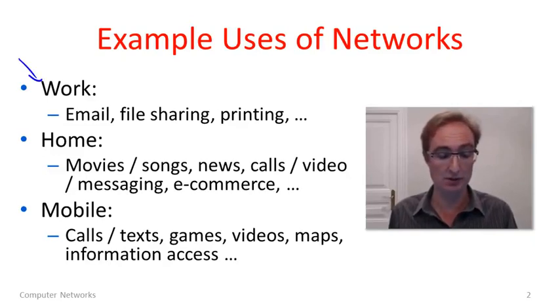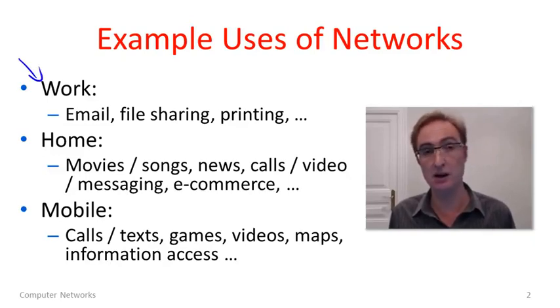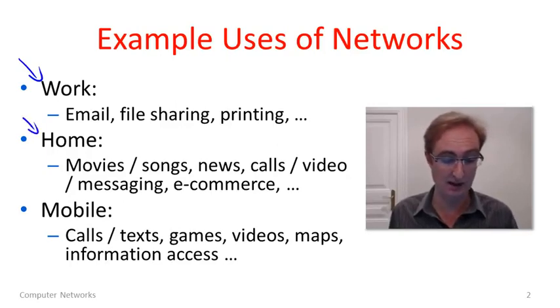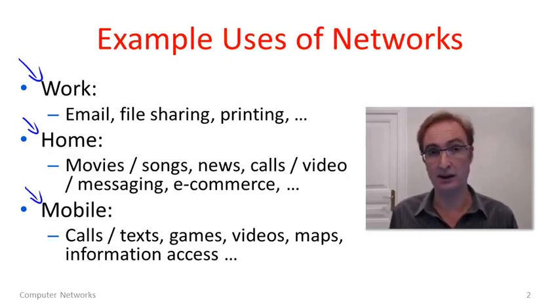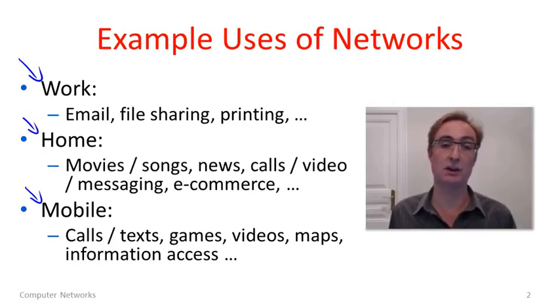Okay, so as you know, we use networks in many different ways in pretty much all the places we go. We use networks at work for different kinds of email and file sharing and printing. At home for different kinds of entertainment, listening to songs, watching movies, reading the news, as well as messaging and shopping over the internet. And we use it when we're on the go too, not just for calls and texts or playing games, but also for accessing different kinds of information services, watching videos, consulting where we are on the map, and so forth. So there are many different uses of networks, and you are familiar with most of them.